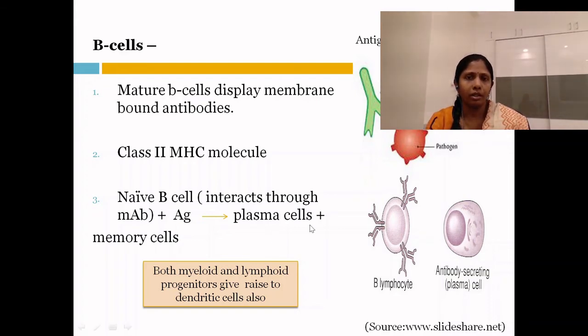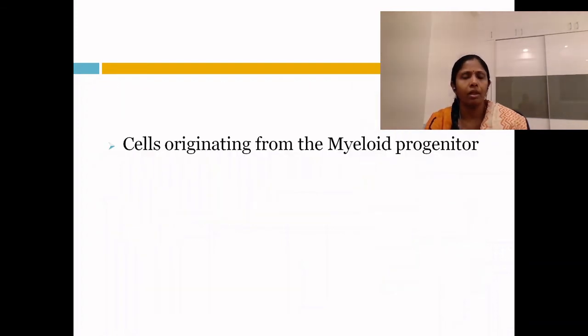Now, the three types of cells that we studied to originate from the common lymphoid progenitor are NK cells, T cells and B cells. Along with that, dendritic cells are also produced from the common lymphoid progenitor. We are going to see what the dendritic cells are in the next few slides. Now, let us have a look at the cells originating from the myeloid progenitor.